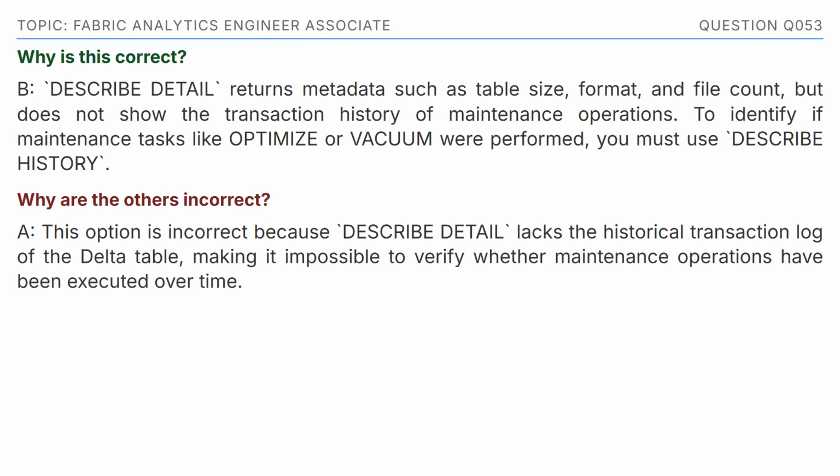Why is this correct? B. DESCRIBE DETAIL returns metadata such as table size, format, and file count, but does not show the transaction history of maintenance operations. To identify if maintenance tasks like OPTIMIZE or VACUUM were performed, you must use DESCRIBE HISTORY. Why are the others incorrect? A. This option is incorrect because DESCRIBE DETAIL lacks the historical transaction log of the delta table, making it impossible to verify whether maintenance operations have been executed over time.